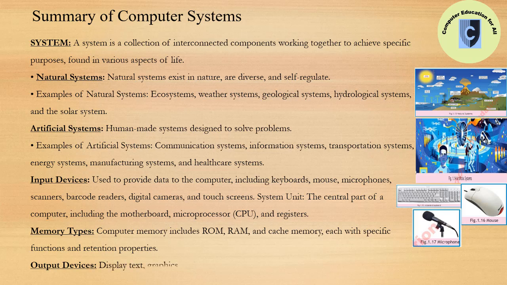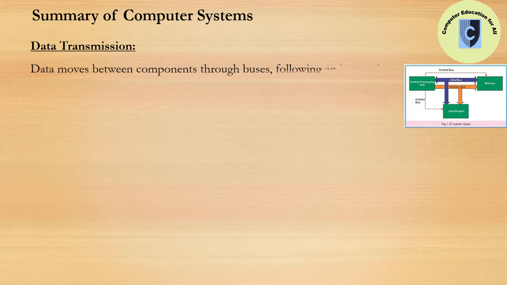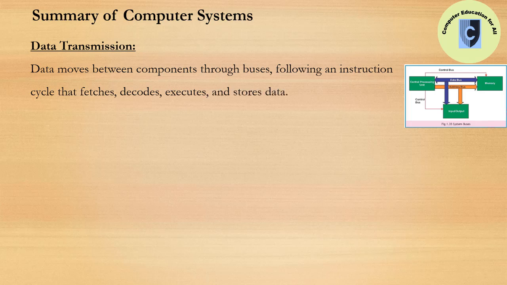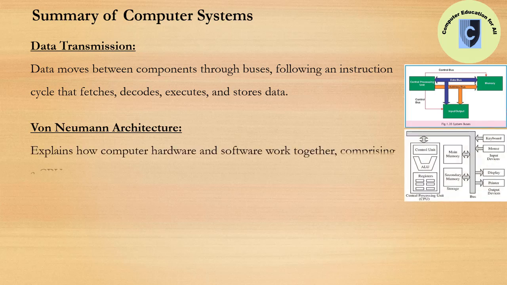Output devices display text, graphics, and images, including monitors, printers, plotters, and speakers. Data transmission. Data moves between components through buses, following an instruction cycle that fetches, decodes, executes, and stores data. Von Neumann architecture explains how computer hardware and software work together, comprising a CPU, registers, ALU, control unit, and buses.